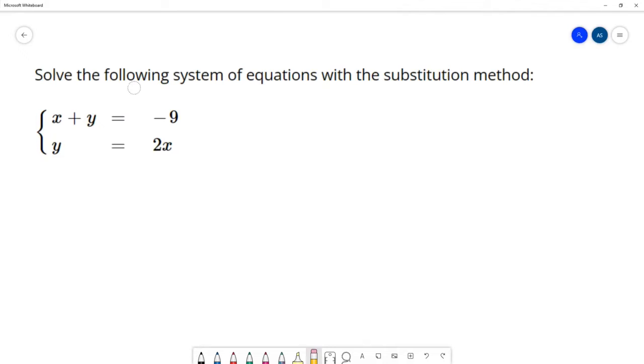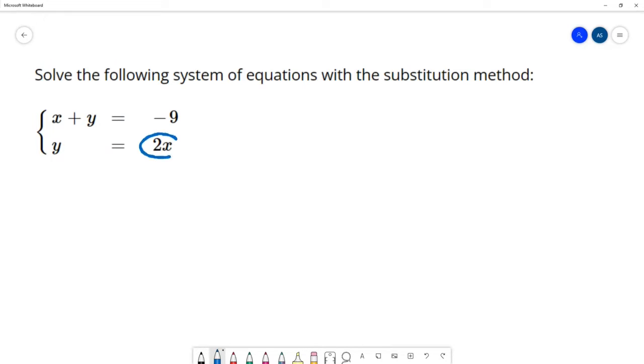For this question, we want to solve the following system of equations with the substitution method. The system is x plus y equals negative 9 and y equals 2x. Now, with the method of substitution, your first step is to write one of the equations with the variable solved for, either x or y. And this system is given to us with y solved for in the second equation. So we already have that first step done.